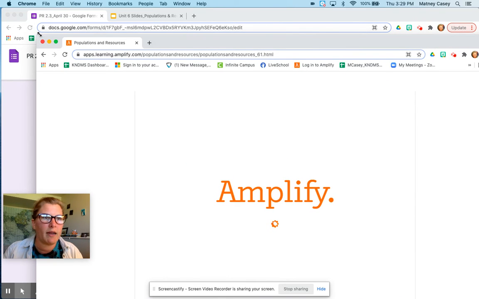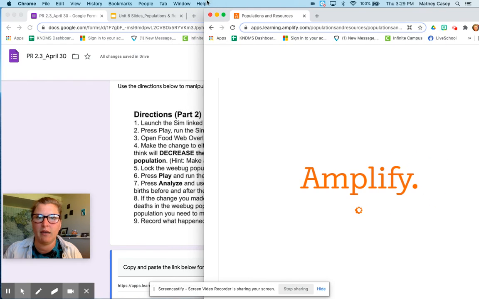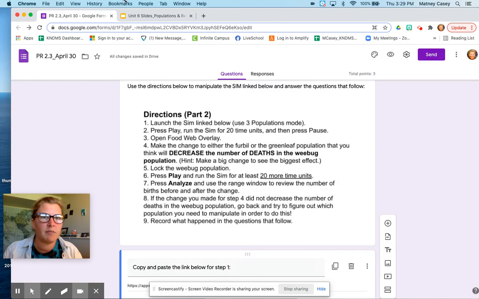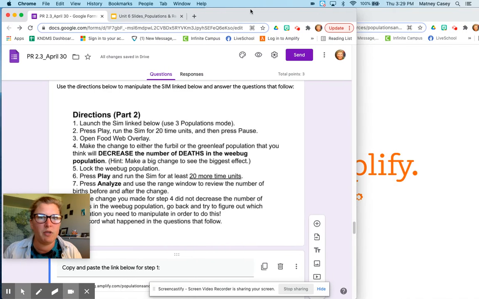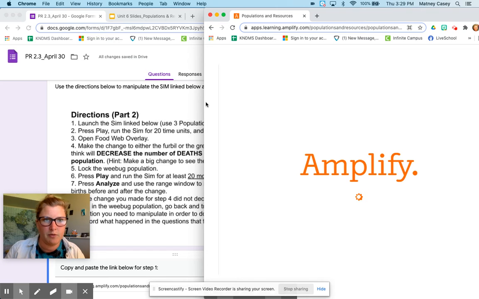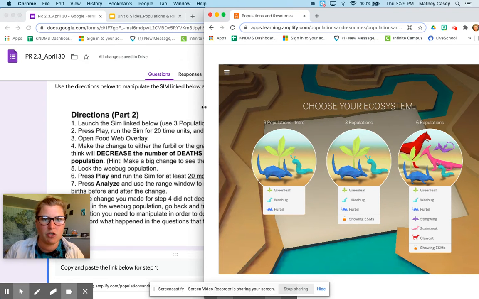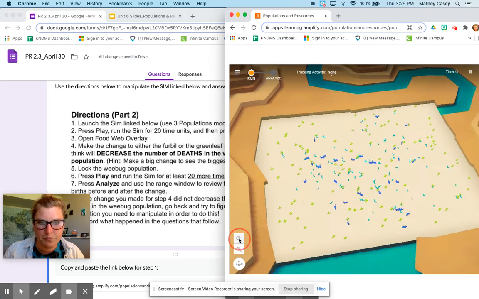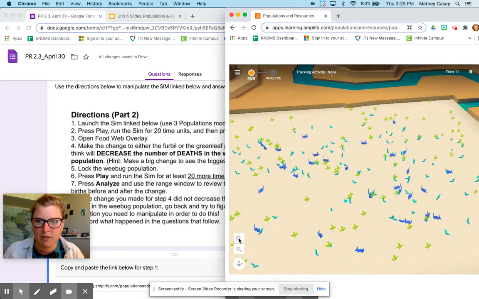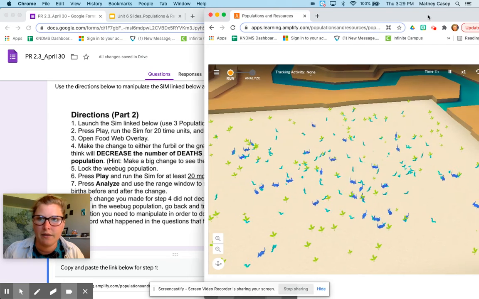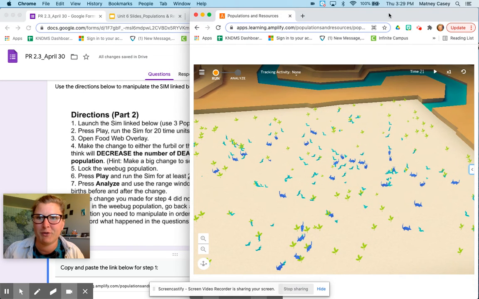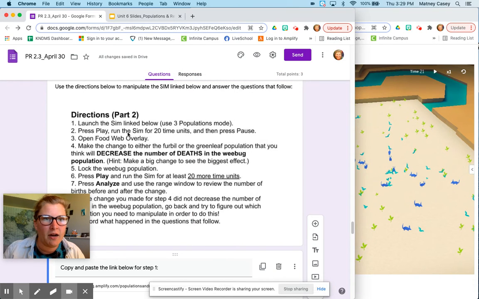You probably already have this pulled up, if you didn't exit out of it like I did, and have it split screen similar to before. We're just manipulating different populations in that simulated ecosystem to show what will decrease the deaths of the wee bugs. So again, the three population is the simulation we're on. We're going to pause the time here at 20. I'm at 21. Run it for 20 time units. Press pause. I already did that.